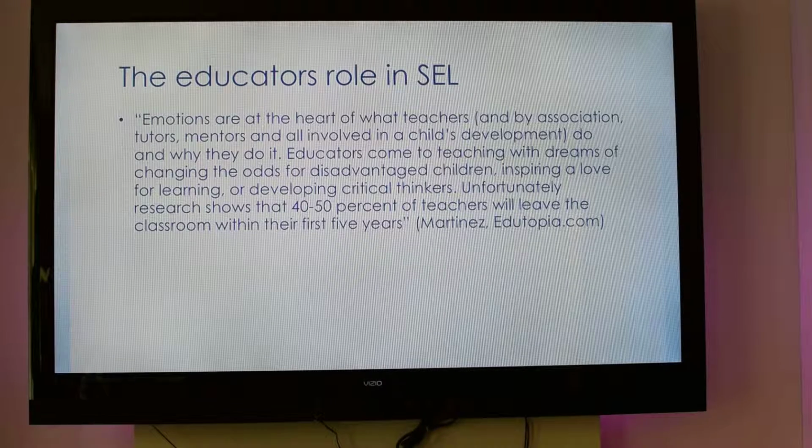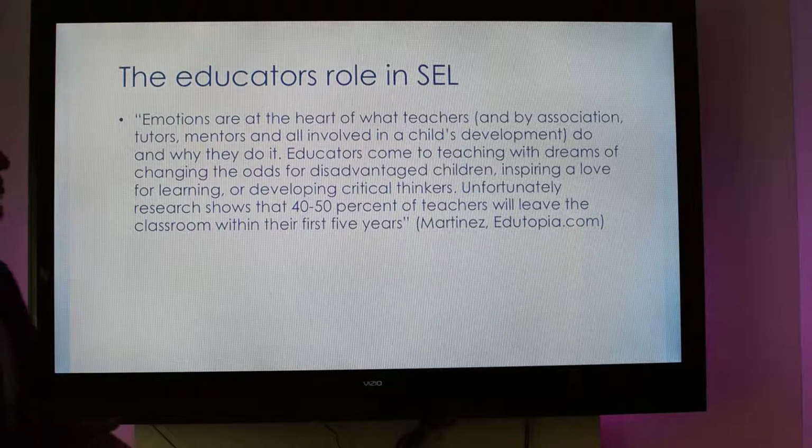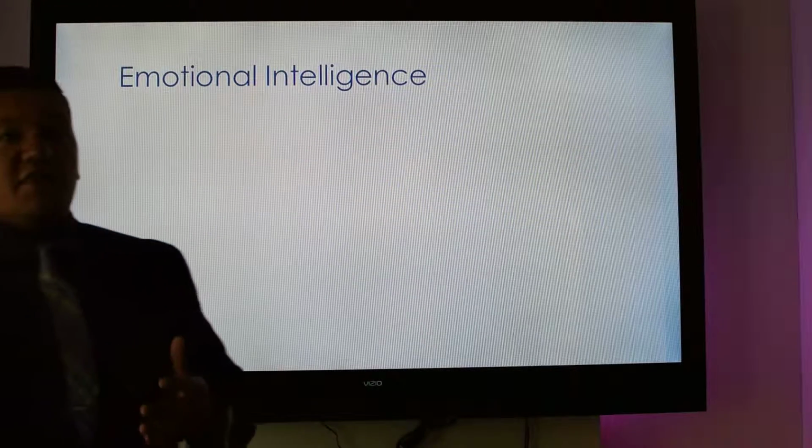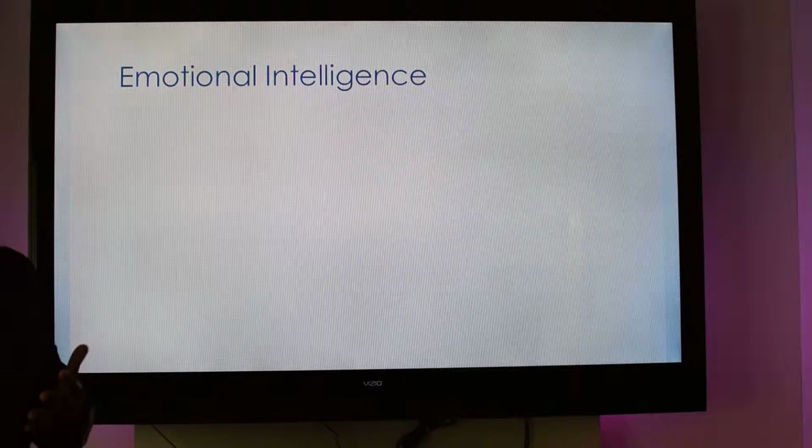Educators come into teaching with dreams of changing the odds for disadvantaged children, inspiring a love for learning, or developing critical thinkers. Unfortunately, research shows that 40 to 50% of teachers will leave the classroom within their first 5 years. And we have to think about why this is true. Well, we have to think first of the keys of emotional intelligence. And what is emotional intelligence?